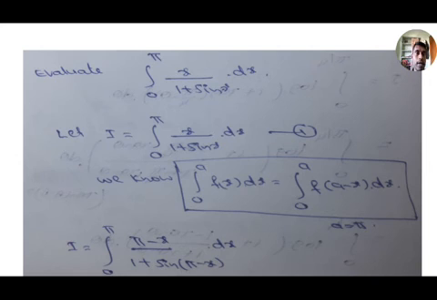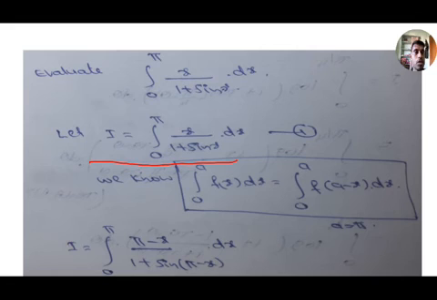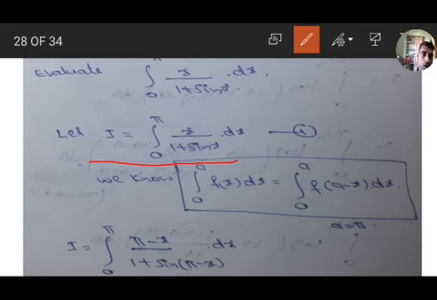Let us move to the next problem. Evaluate integration 0 to pi x by 1 plus sin x dx. Let the given integral be I, so I equal to integration 0 to pi x by 1 plus sin x dx, that is equation 1.